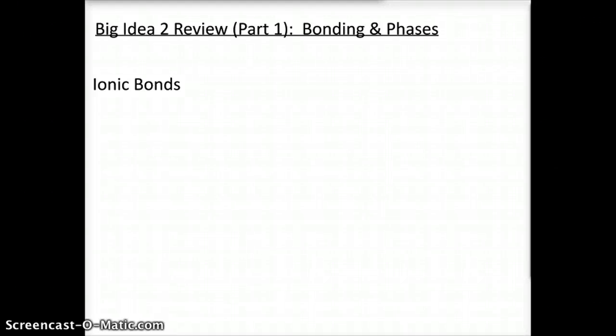This video focuses on Big Idea 2, which is about chemical bonding and phases. This is just part 1 of Big Idea 2. Part 2 will follow in another video. So first thing, atoms get together to form bonds. This is what gives us the diversity and myriad of different compounds in the universe.